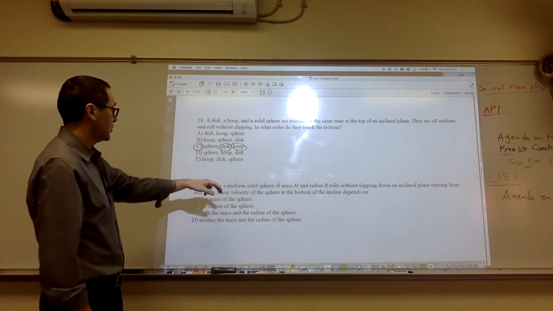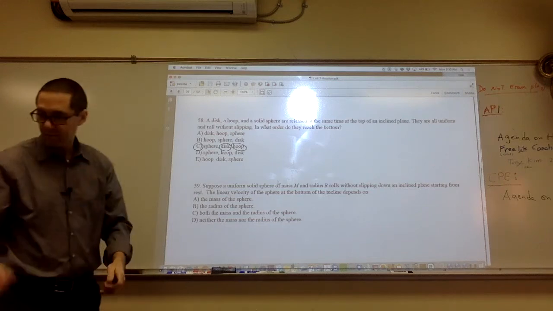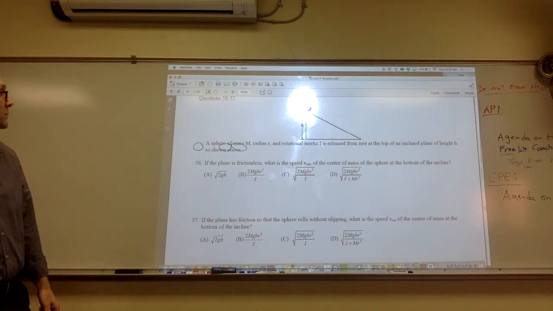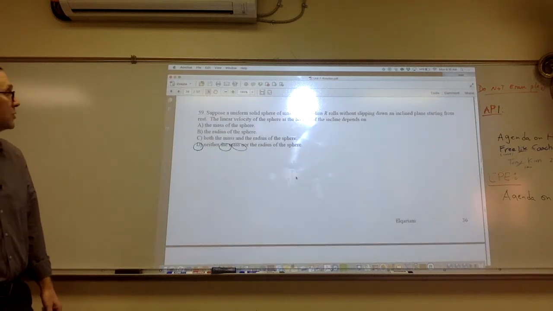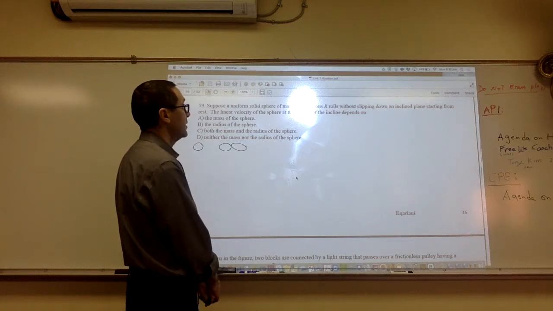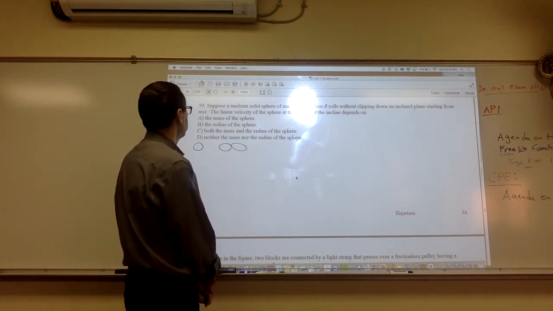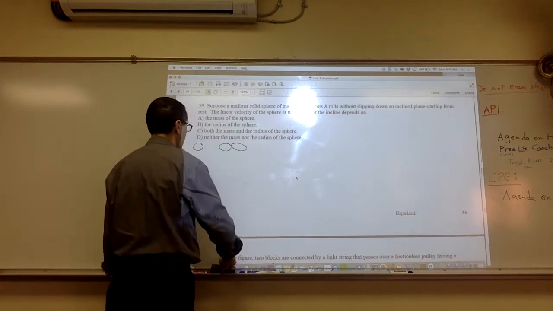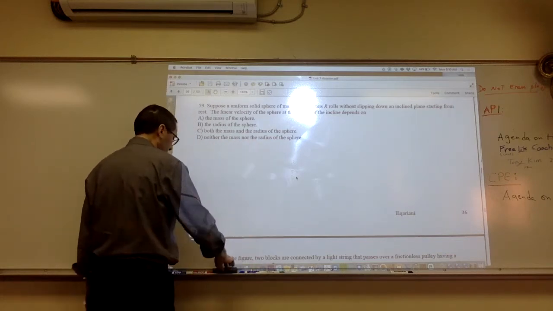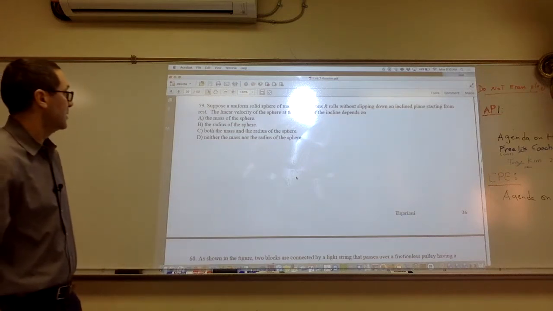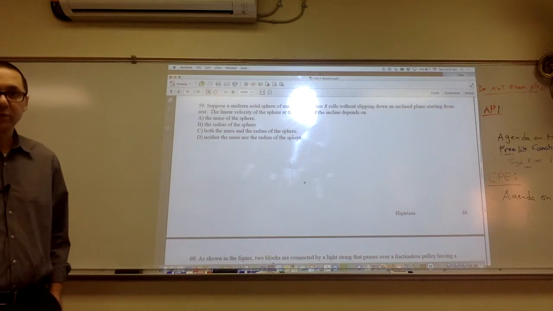Number 59. Suppose a uniform solid sphere of mass m and radius r rolls without slipping. Did I skip 57? No, I didn't. It doesn't depend on the mass and the radius. I think we saw that earlier. Every time we do this conservation of energy stuff to find the linear speed, the mass and the radius will cross out.